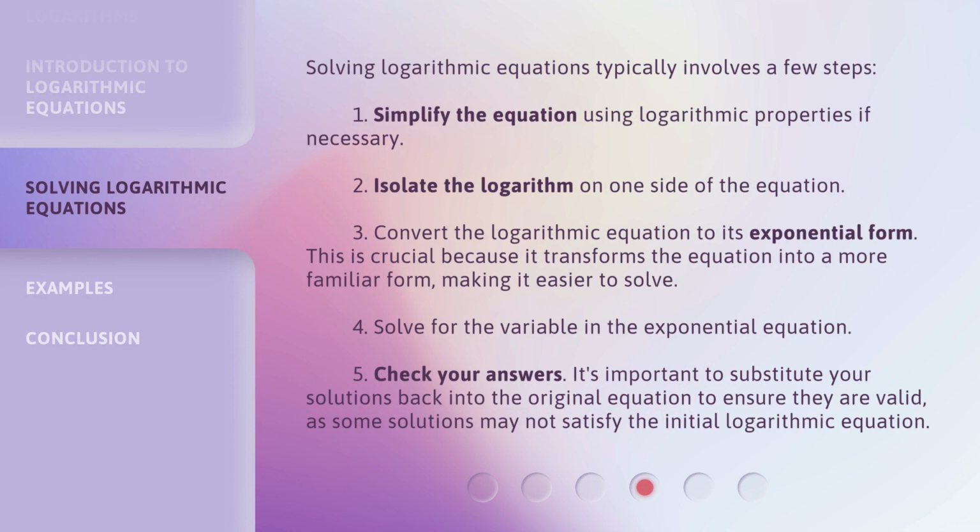Solving logarithmic equations typically involves a few steps. 1. Simplify the equation using logarithmic properties if necessary. 2. Isolate the logarithm on one side of the equation. 3. Convert the logarithmic equation to its exponential form. This is crucial because it transforms the equation into a more familiar form, making it easier to solve. 4. Solve for the variable in the exponential equation. 5. Check your answers. It's important to substitute your solutions back into the original equation to ensure they are valid, as some solutions may not satisfy the initial logarithmic equation.